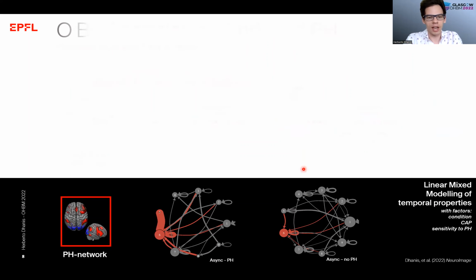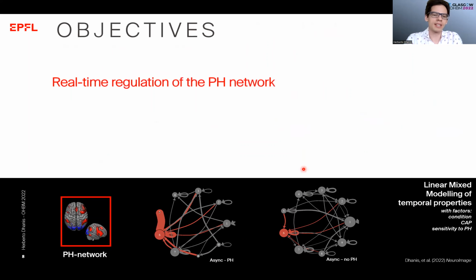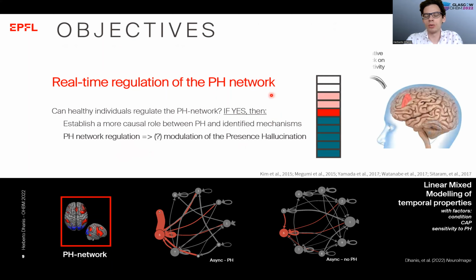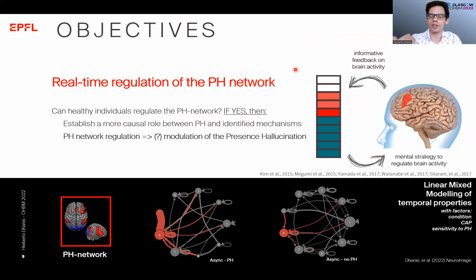So with this established, we now had a new objective: to have real-time regulation of the presence hallucination network. Because if this was possible, it would establish a more causal role between the mechanisms and the hallucination, but also answer the question: can you, by regulating the network, modulate the hallucination? To do this, we turned to real-time fMRI neurofeedback, which is based on the premise that if you give informative feedback on brain activity to a participant, they can then search for a mental strategy to actually regulate that brain activity.